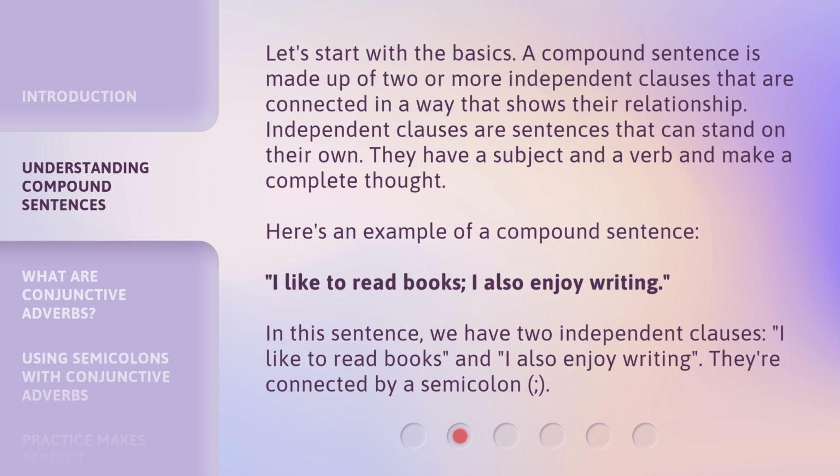Here's an example of a compound sentence. I like to read books; I also enjoy writing. In this sentence, we have two independent clauses: I like to read books, and I also enjoy writing. They're connected by a semicolon, winking face.